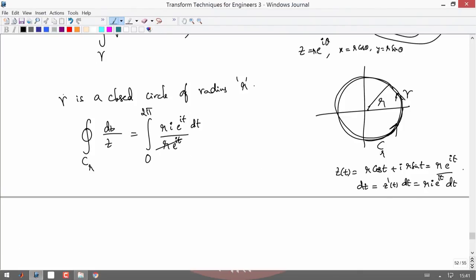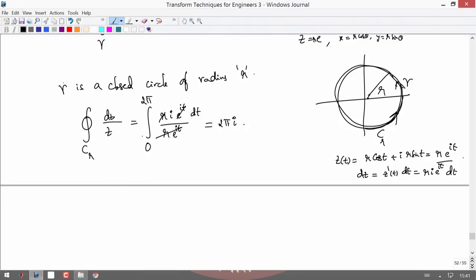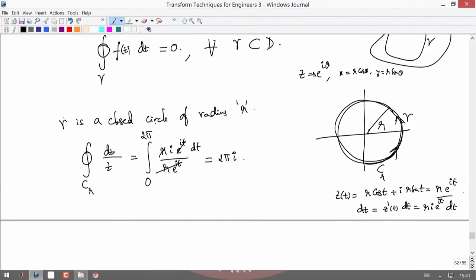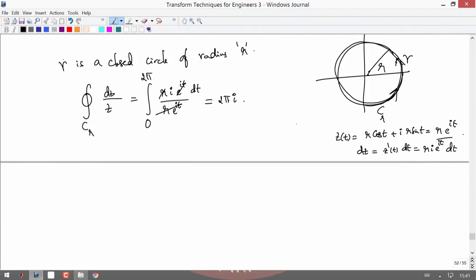So this gets cancelled, and what you end up with is i times the integral from 0 to 2 pi. So i comes out, and the integral from 0 to 2 pi of dt is 2 pi. So finally, you get 2 pi i, okay. Because of this, you can easily evaluate some integrals over circles.